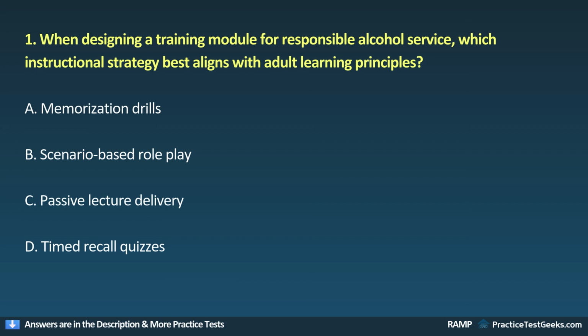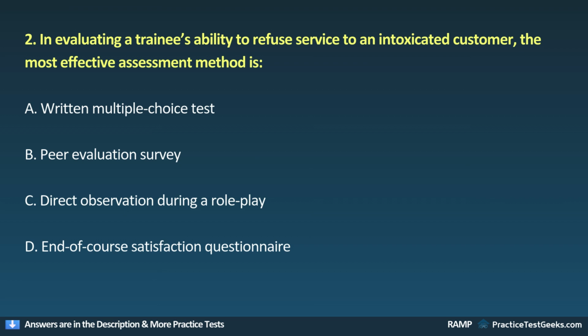1. When designing a training module for responsible alcohol service, which instructional strategy best aligns with adult learning principles? A. Memorization drills. B. Scenario-based role play. C. Passive lecture delivery. D. Timed recall quizzes.